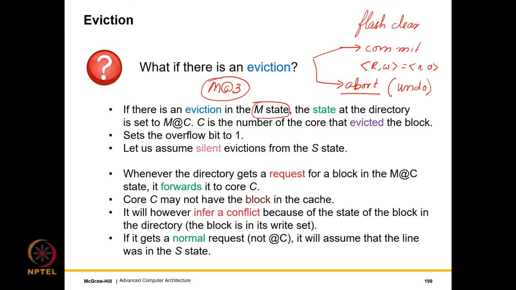In the S state, let us assume that there are silent evictions, which means that in the underlying directory protocol also, if, let's say, there is an eviction in the S state, it doesn't necessarily inform the directory. So with that in mind, here is what we do. Whenever the directory gets a request for a block in the M at C state, so basically the state is, let's say, M at 3, and it gets a request from another core, let's say core 4, then it will forward that request to core 3.